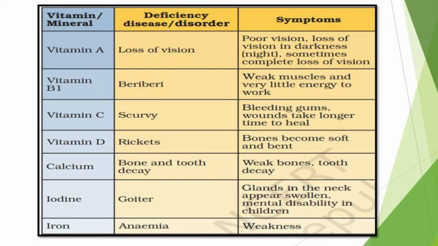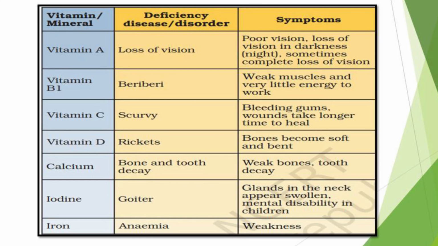First is vitamin A. Vitamin A deficiency causes loss of vision. The symptoms of this disease are poor vision, loss of vision in darkness, sometimes complete loss of vision. Second is vitamin B1. Its deficiency causes the disease beriberi. Its symptoms are weak muscles and very little energy to walk.